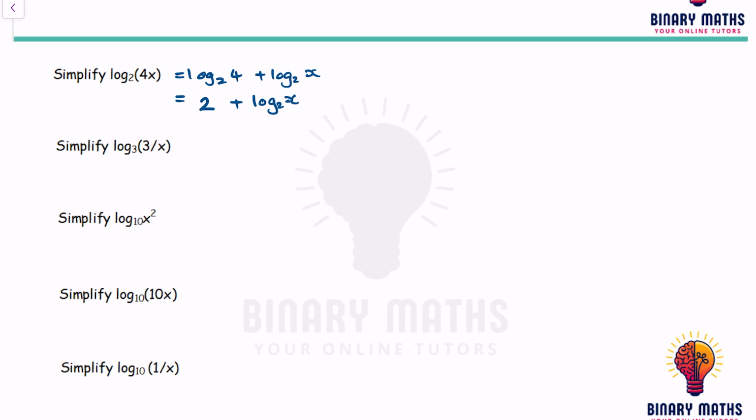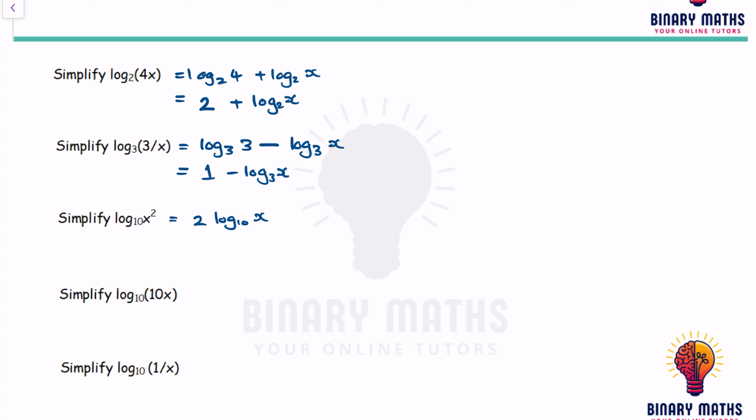Okay. Log base 3 of 3 over x is the same thing as log base 3 of 3 minus log base 3 of x, because division is the same thing as subtracting. Log base 3 of 3 is 3 to the power of something is equal to 3, which is just 1. And the second term has an unknown, so it stays the same. Next one, log base 10 of x squared, using the third law, means the 2 comes down, so you get 2 log base 10 of x. Again, it's got an unknown, so we can't simplify any further.